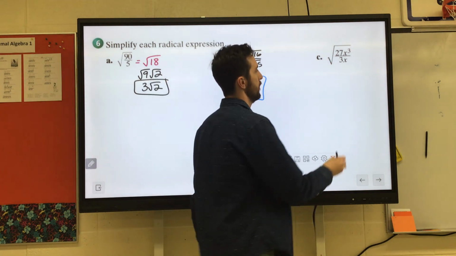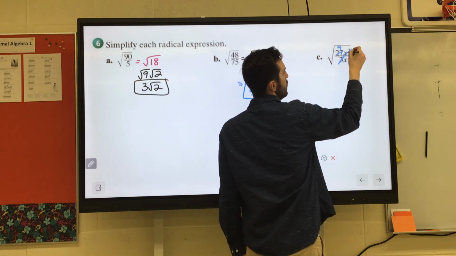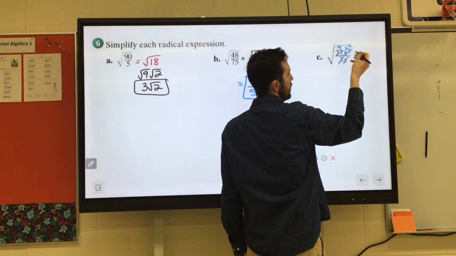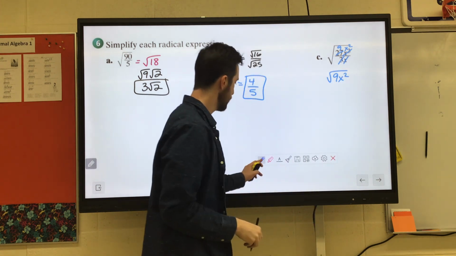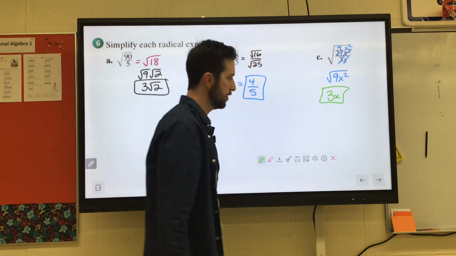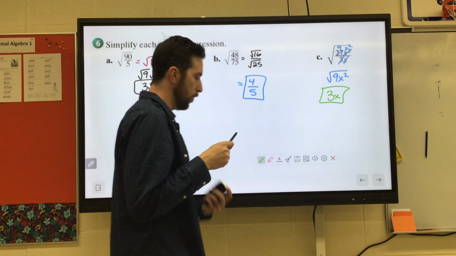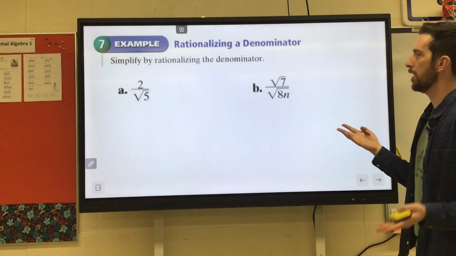Here, 27 divided by 3 is 9. 9 over 1, right? And there are 2 more x's in the numerator. So the denominator would completely go away. And it's just the square root of 9x squared, which is just 3x.